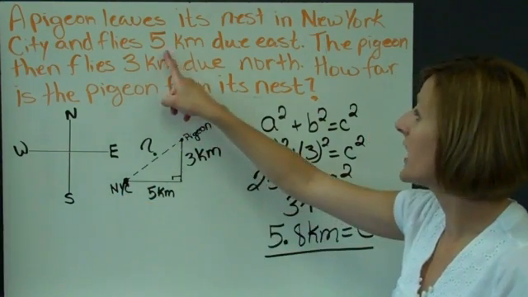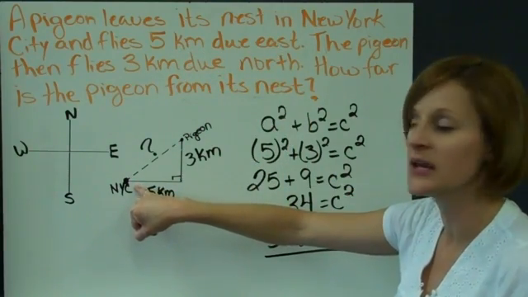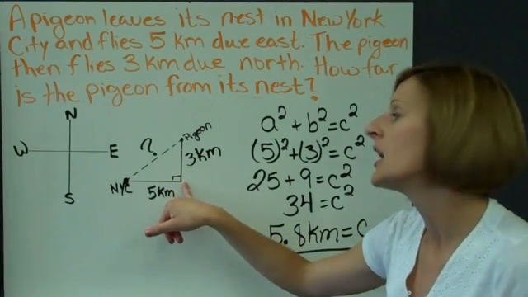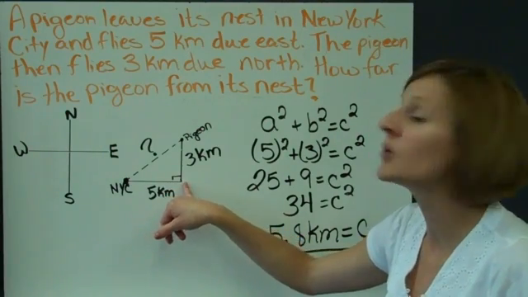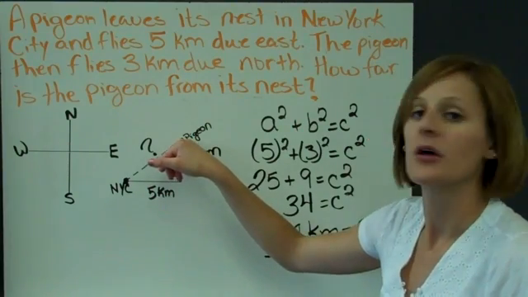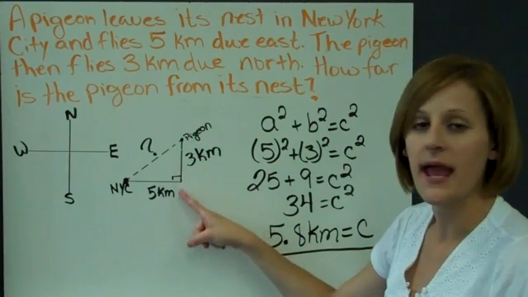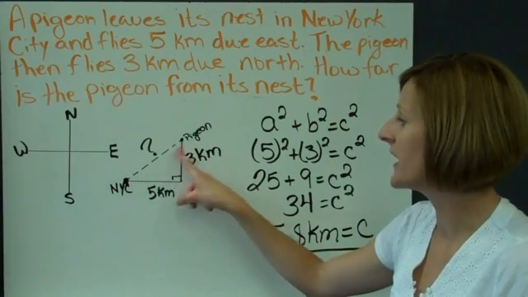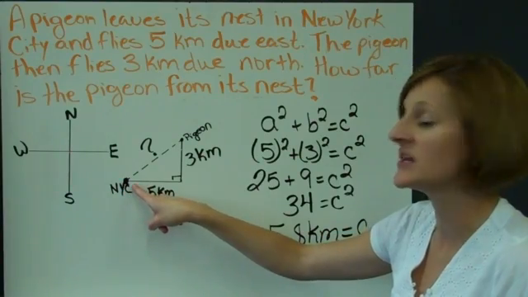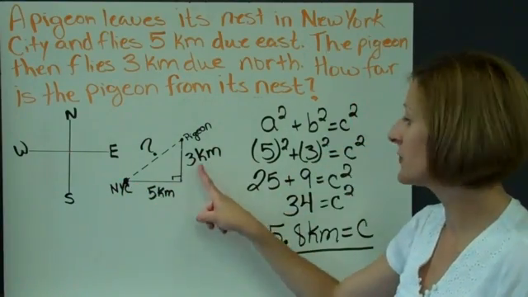It said I fly 5 kilometers due east. So the pigeon goes from New York City, then we're going to fly 5 kilometers due east, which is right here. Now it says I'm going north 3 kilometers. That means up. So I'm going from here up 3 kilometers. If you notice, you're making a right angle right here, and it wants you to find the hypotenuse. So if the pigeon's here, it wants to know how far it is from New York. So I've got 5 as a side and 3 as a side.